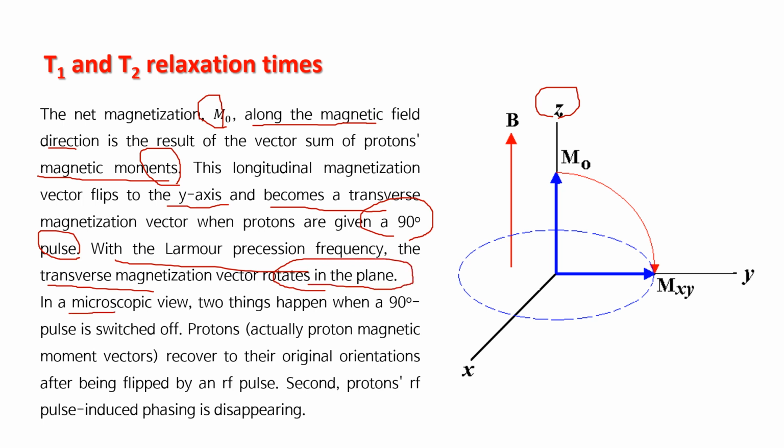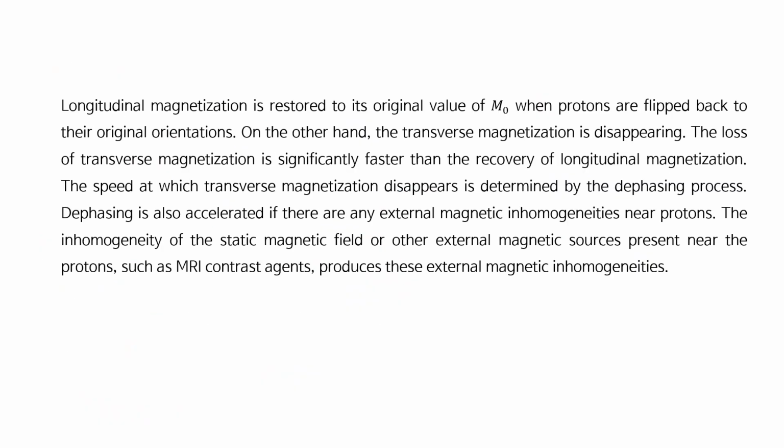In a microscopic view, two things happen when a 90-degree pulse is switched off. First, the protons' magnetic moment vectors recover to their original orientation after being flipped by an RF pulse. Second, the protons' RF pulse-induced phasing is disappearing. Longitudinal magnetization is restored to its original value of M0 when the protons are flipped back to the original orientations. On the other hand, the transverse magnetization is disappearing. The loss of transverse magnetization is significantly faster than the recovery of longitudinal magnetization.